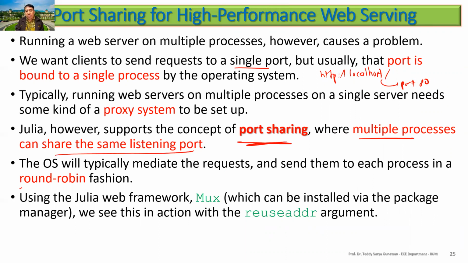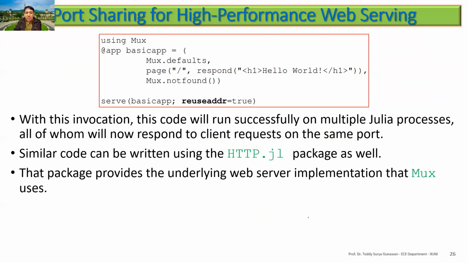Then you can do it in a round robin fashion. Request number 1, request number 2, and then go back. If you have 3, request number 1, request number 2, request number 3, and so on, in round robin fashion. Every time quantum, you can switch to another process. You can use MUX, the multiplexer, and we can use the reuse address argument. You can try this one, and it can handle multiple accesses.